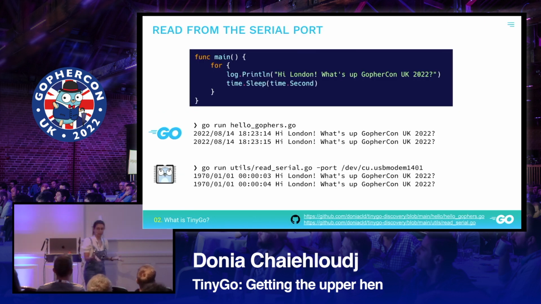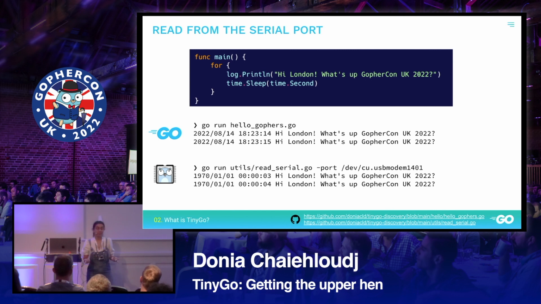Again, let's see in action what it looks like. So here is a very basic program. Greeting you, London, and the GopherCon UK, each second. And when I run it with Go, you can see the logs, like from my console, the two first lines. And the third block is I flashed my board, I wrote this program on it, and then I read from the serial port with my Go program that I wrote. And you can see something here about the time.